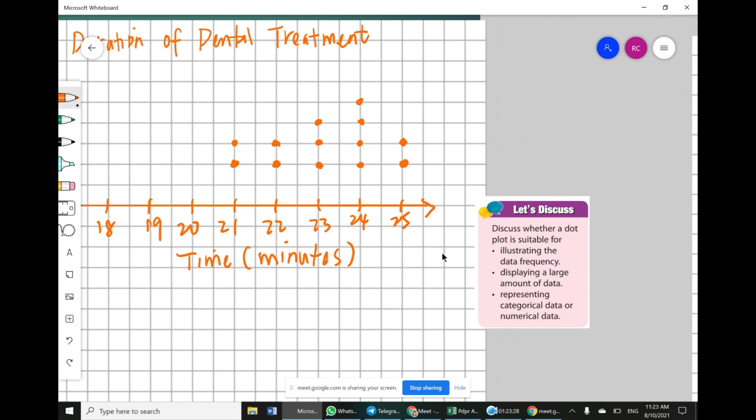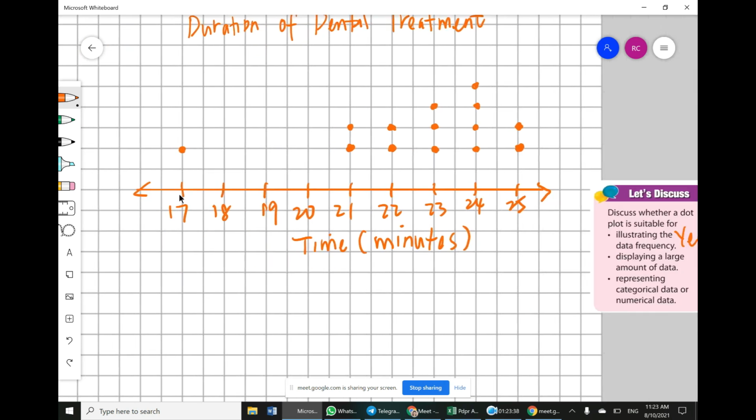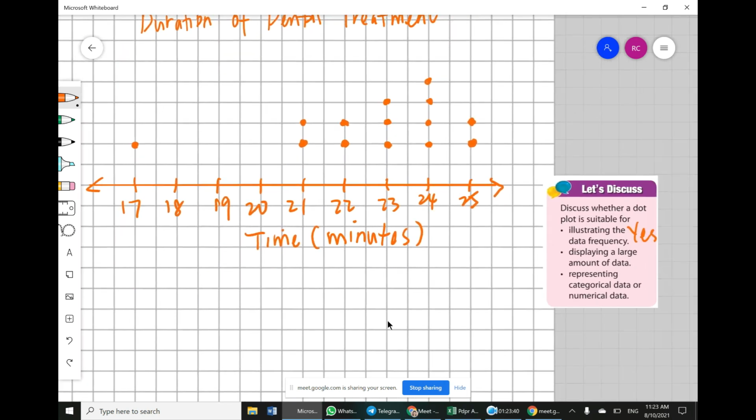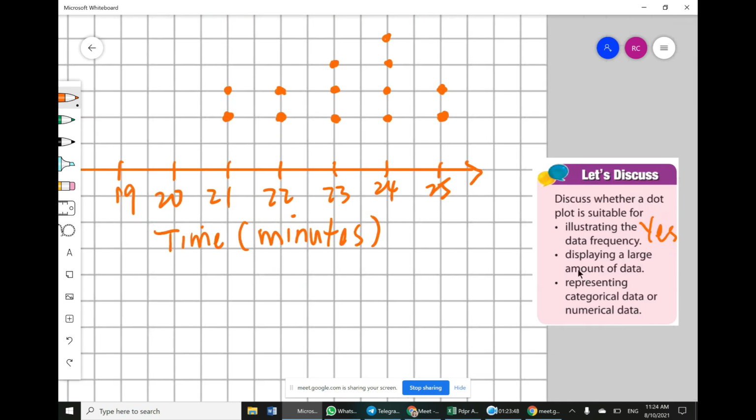So the answer is actually yes. Because you can see from here directly, 25 minutes, there are 2 patients using the duration of 25. And then 1 patient is 17 minutes. Okay, so it is suitable for illustrating the data frequency. Now the second point here. Is it suitable to display a large amount of data? Suitable or not?